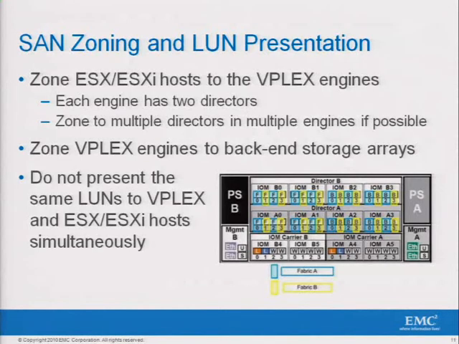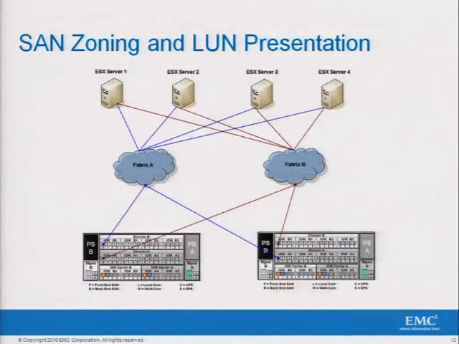A little bit later in the presentation, assuming I have time, because there's a lot of material here, we'll talk a little bit about the migration process. Here's an example of what it would look like in a multi-engine configuration. You see Fabric A goes to a port in one engine, one director. Fabric B goes to another port on another director, another engine. And this ensures fabric failure, port failure, engine failure, director failure doesn't affect it.